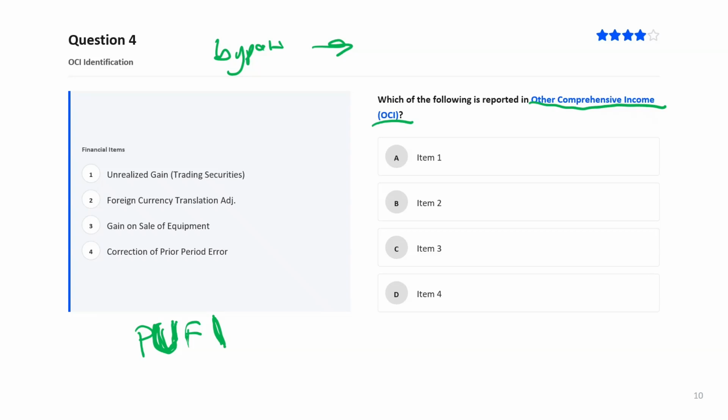If you remember this mnemonic, this question is basically asking you which of the following items are reported in the other comprehensive income section. The first one is unrealized gains, but here I want you to pay attention: trading versus available for sale securities. There's a difference here. Then foreign currency transaction adjustments, gain on sale of equipment, and correction of prior period error. The question is asking which one of the following is reported as other comprehensive income. Once you're ready, let's do the answer together.